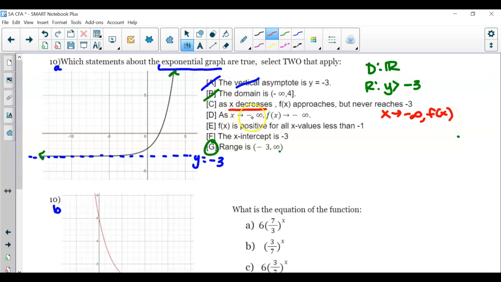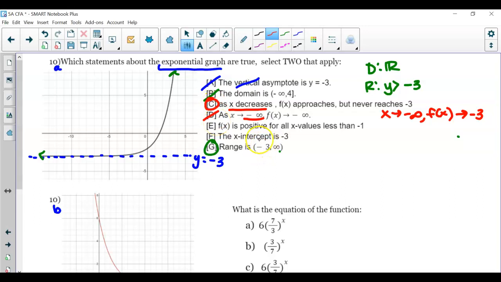Then that means f of x is approaching what? Now notice how C and D are both x approaching negative infinity. So as we're going to the left here, as x is approaching negative infinity, yes, the graph is going down, but is it going all the way down to negative infinity? No. Remember, it's approaching but never reaching this asymptote here, this y value of negative 3. So f of x is approaching negative 3. So that's why the answer is C and not D, which means there's our two answers.